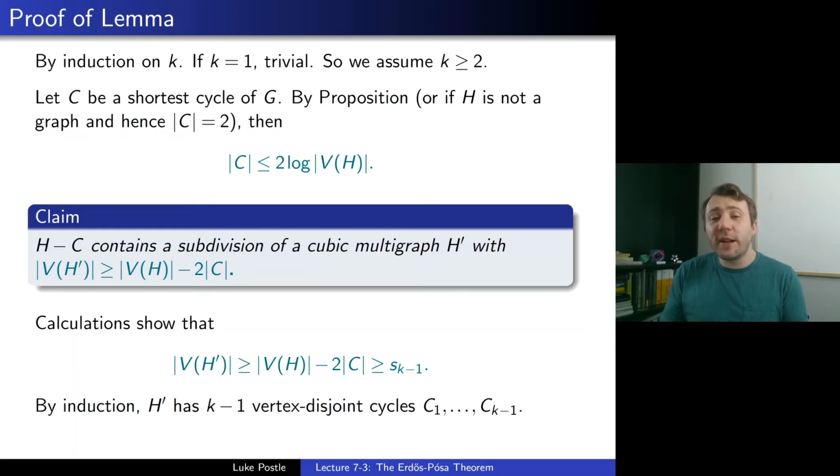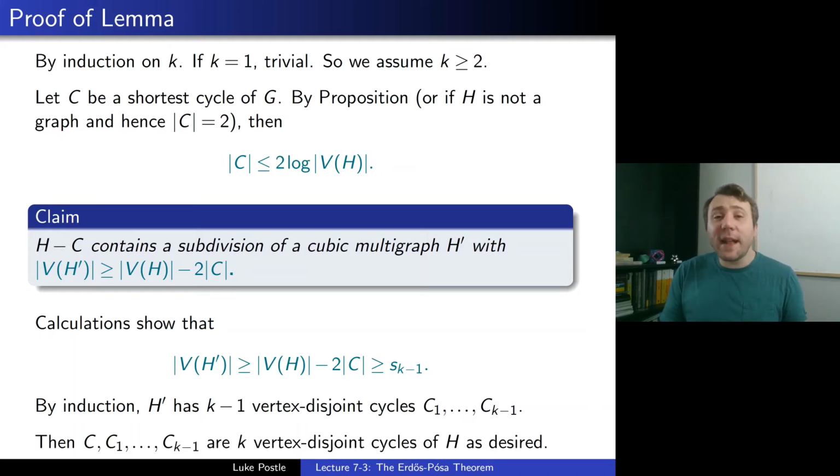Okay, so if you believe that, then by induction, H′ has k minus 1 vertex disjoint cycles, C_1 up to C_{k-1}. And again, those pull back to cycles in G, so I won't write it like that, just let's assume they're the pullbacks. Then C plus the C_1 up to C_{k-1}, their pullbacks make a family of k vertex disjoint cycles of H as desired. So then we're done. We're inductively pulling out the shortest cycles and continuing to get cubic multigraphs all the way down, building our family of vertex disjoint cycles.